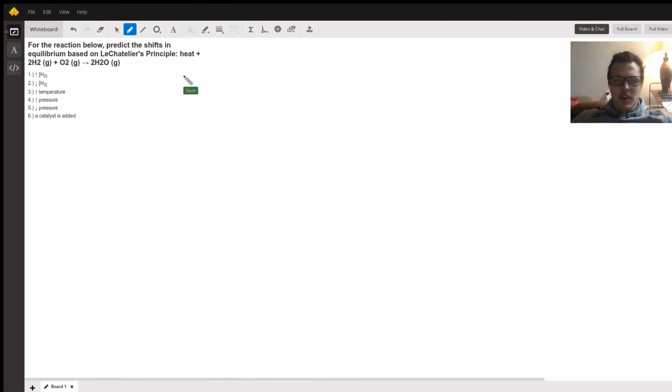Okay, so Ethan, this is on Le Chatelier's principle. So if it's heat plus this, equals this, by the looks of it, basically with Le Chatelier's principle, if we add our H2 right here, and it's 2 plus O2.